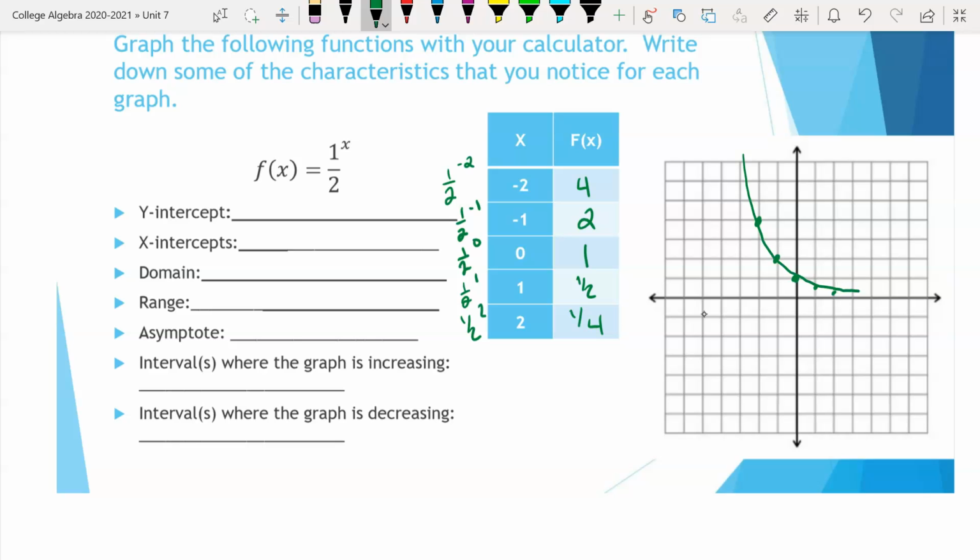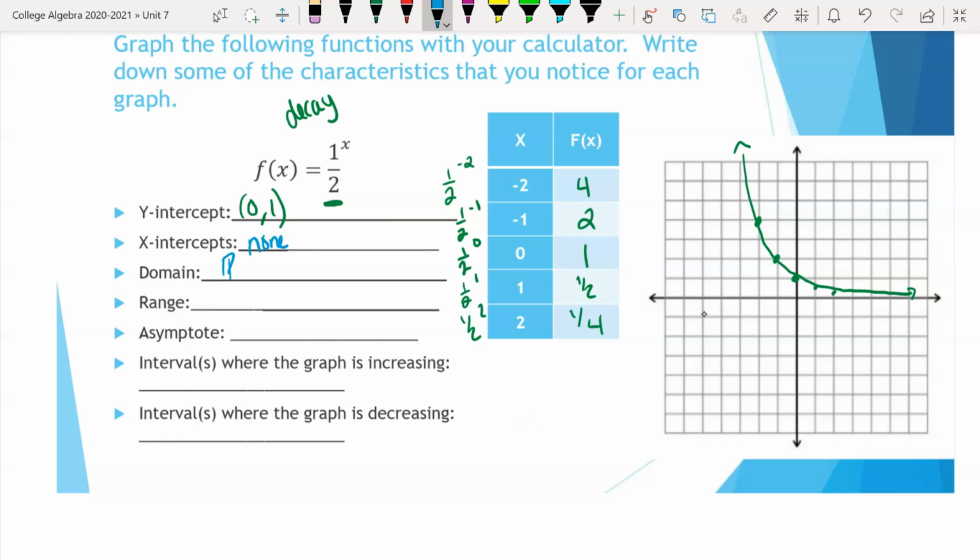notice this one looks more like a decay problem. And our base is less than 1 but greater than 0, so that's called decay. However, the y-intercept is still 0, 1. And the y-intercept's not going to change by your base. This just means instead of multiplying by 2, we're dividing by 2. If you multiply by a fraction, that's like division. Again, there are no x-intercepts.